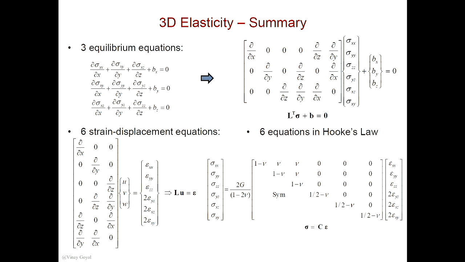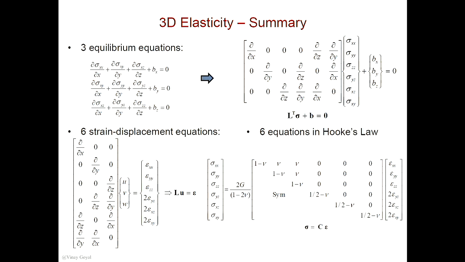I'm going to call this whole thing L transpose. And I'll call this stress vector sigma bold, and the body forces B bold. We can also add accelerations. You guys know how to tackle that. Rho times U double dot, and so we can put that here as well, which I'll do in the next slide.